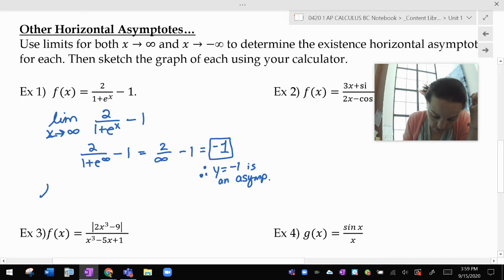Since the limit as x approaches infinity equals negative 1, therefore y equals negative 1 is an asymptote. Now let's try negative infinity. The limit as x approaches negative infinity of 2 over 1 plus e to the x, minus 1.